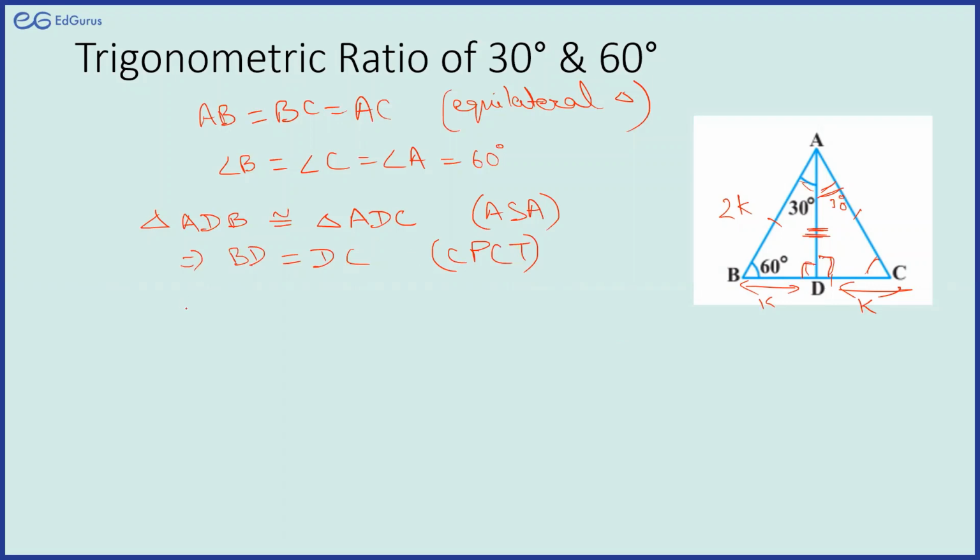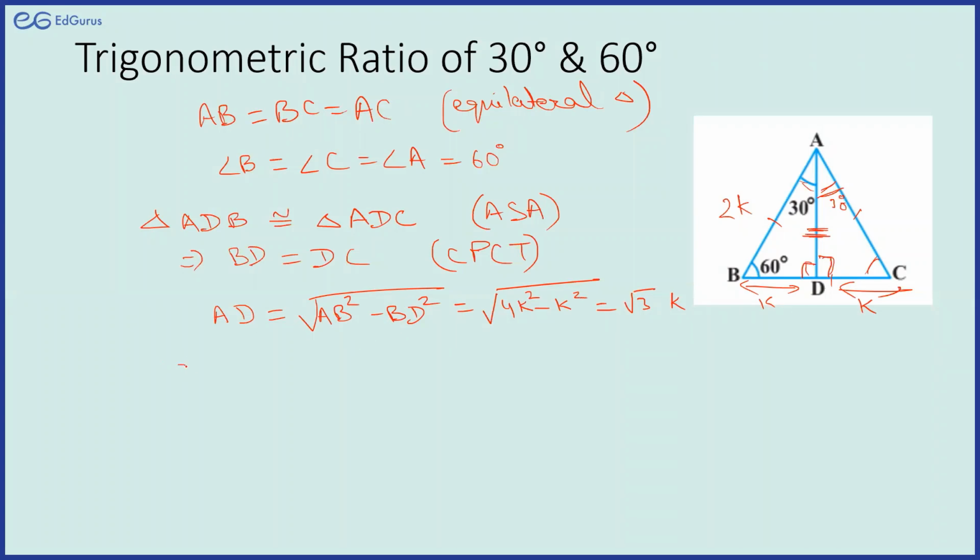Now, what will be AD? By Pythagoras Theorem, it will be the root of AB square minus BD square. AB square is 4K square and BD square is K square. So this is root of 3 K. Okay?